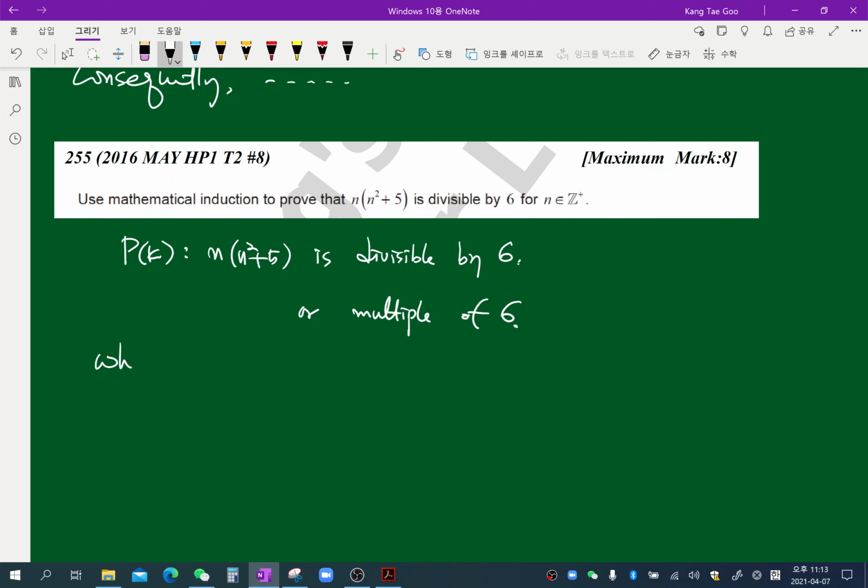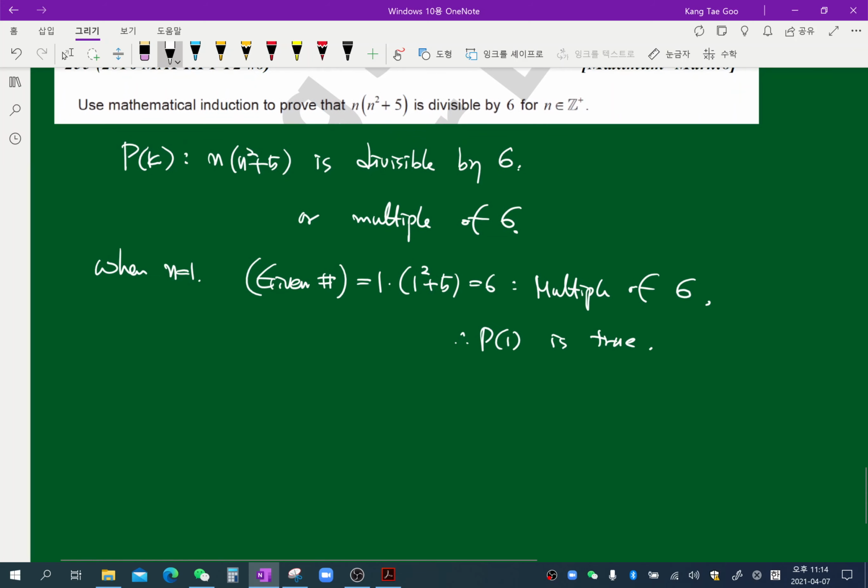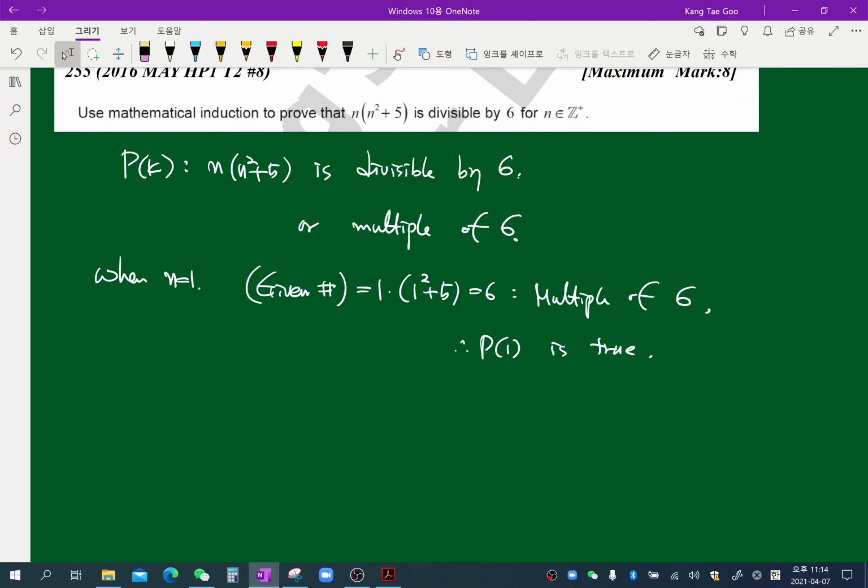Okay, when n is 1, the given number is 1 times 1 squared plus 5, which is 6, which is a multiple of 6. That's why P(1) is true. And then the next thing we should do here is assuming P(k) is true.